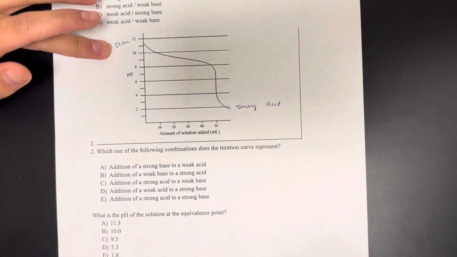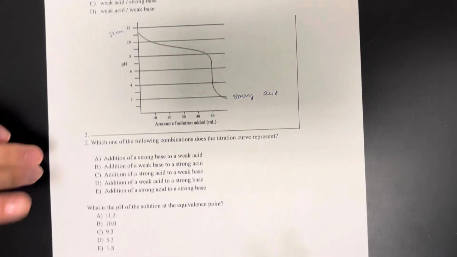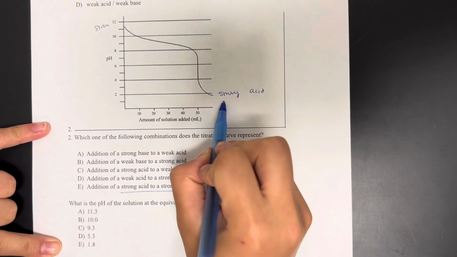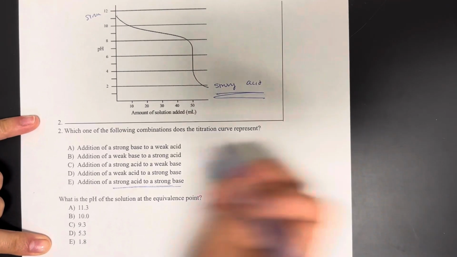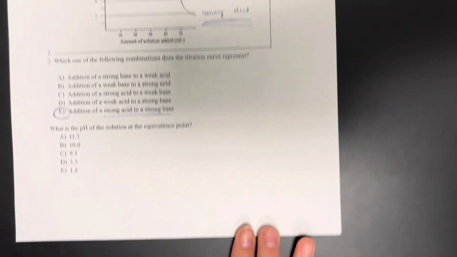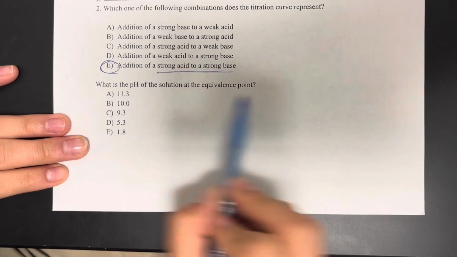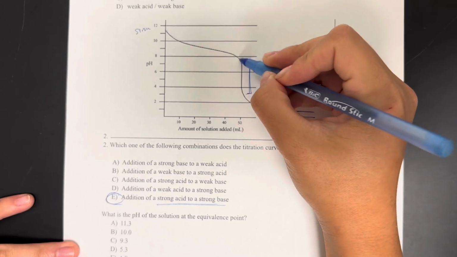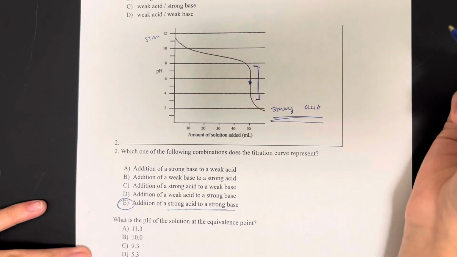So you can see that the starting pH is a base, so we're going to say that we add a strong acid to a strong base because the pH decreases over time and becomes the pH of a strong acid. So that's going to be E right there. And now the pH of the solution at the equivalence point, again, the equivalence point is simply the most vertical section here, and then we're going to find about halfway between here, so we're going to go approximately there.